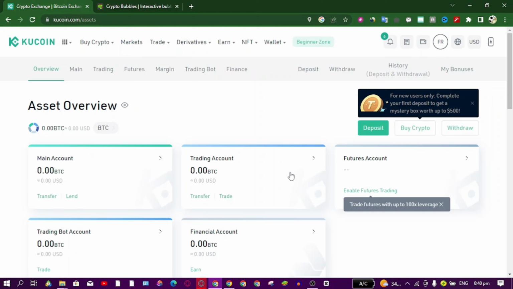The KuCoin grid trading bot is a bot that's designed specifically for use on the KuCoin cryptocurrency exchange. It uses a grid trading strategy to execute trades on your behalf. Here is how it works.